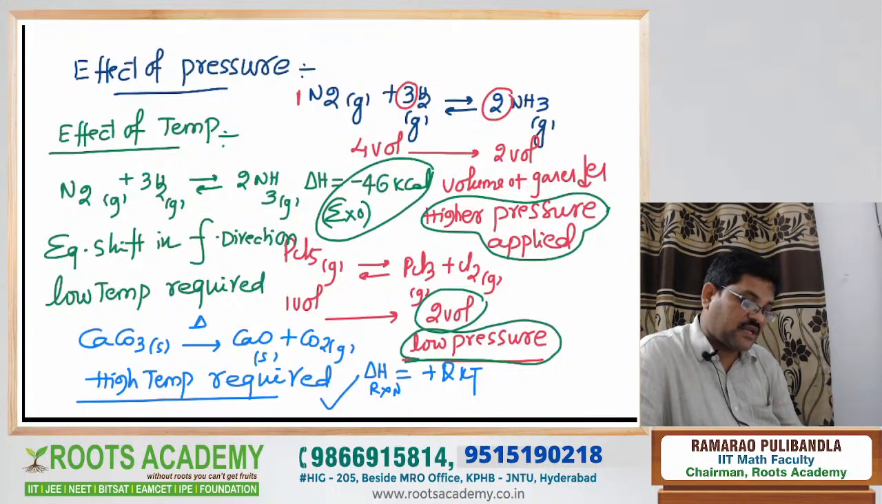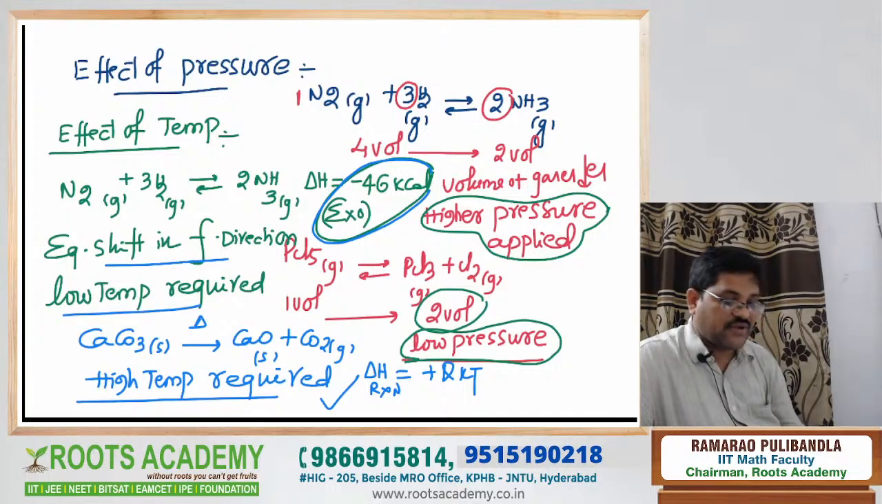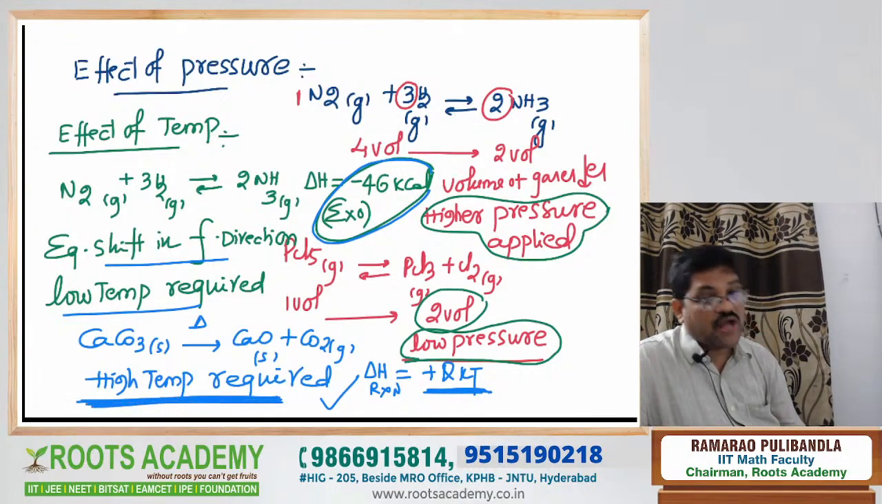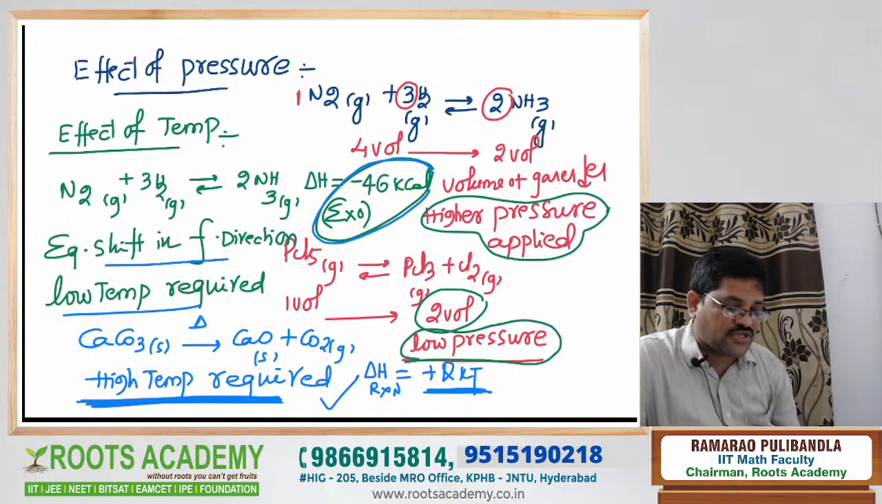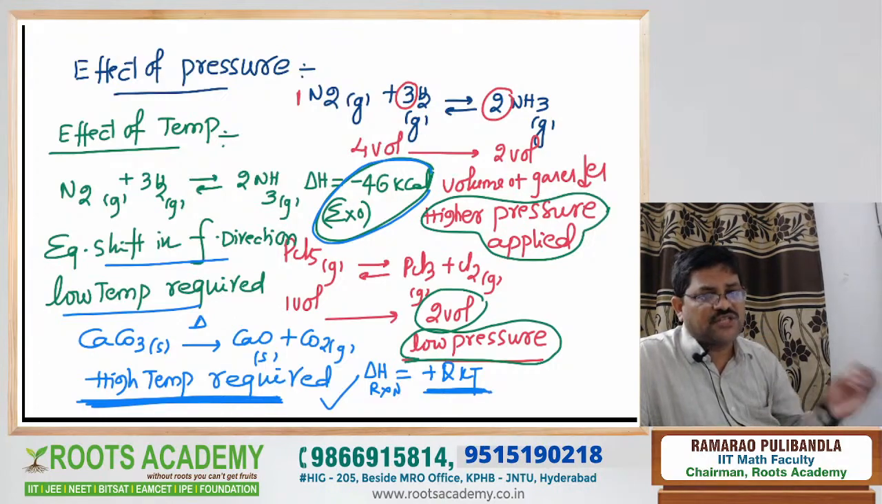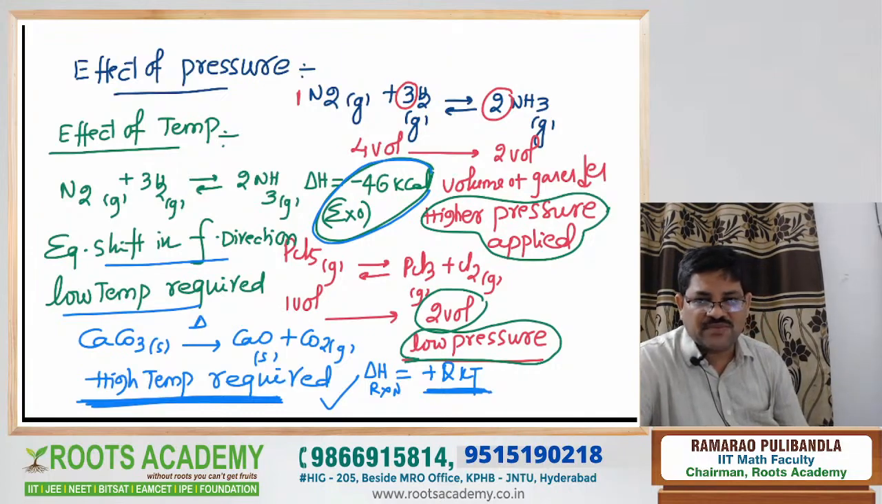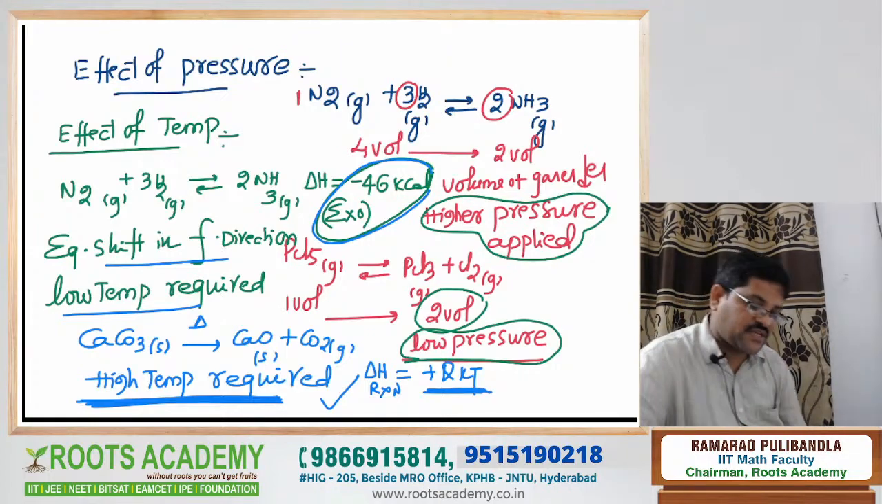Repeat the statement once again. If your reaction is an exothermic reaction, for the shift of equilibrium in the forward direction, low temperature is required. If your reaction is an endothermic reaction, for dissociation of the limestone, high temperature is required. Simple statement, no confusion. This is the effect of temperature. Just write the statement like that with an example and you get full marks. Understood what I am saying? Yes.